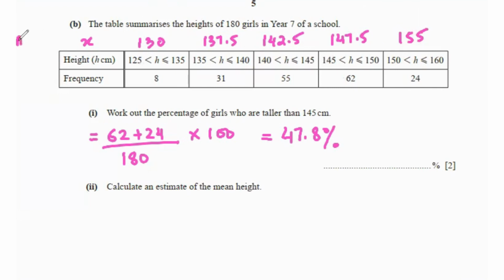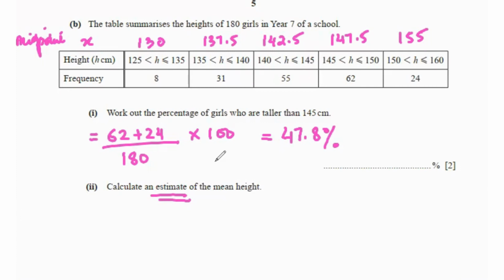The reason why we're finding these midpoints is because the question says estimate. So between these intervals, there are 8 people. We don't know what the exact height is. For example, if you look at the first interval from 125 to 135, we can see that there are 8 people in this interval. But we don't know the exact height of these 8 people. They can be 126, 127, 130, 134, 135, anything. So since we're not sure about the exact height value, that's why we're finding the estimate.